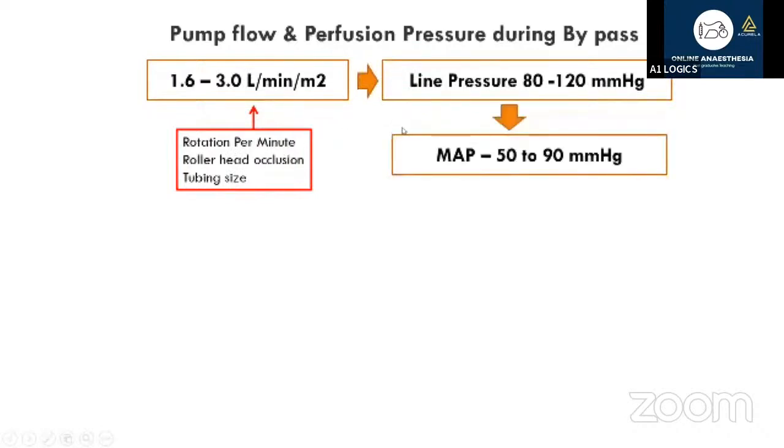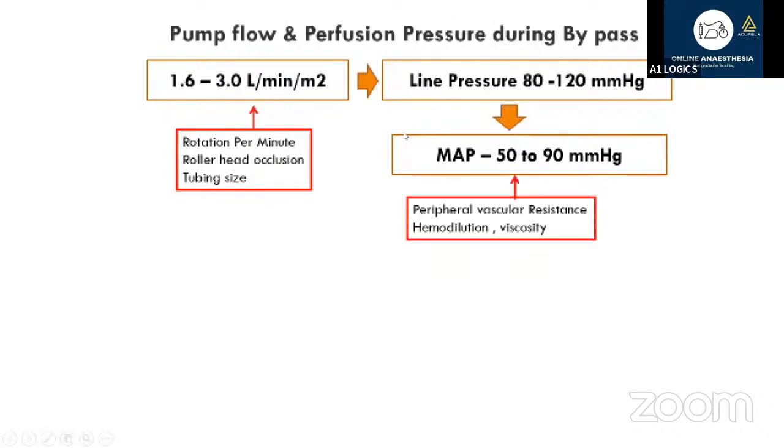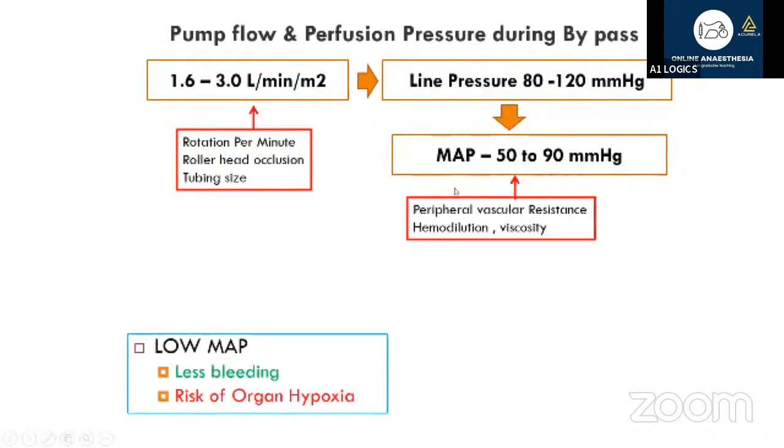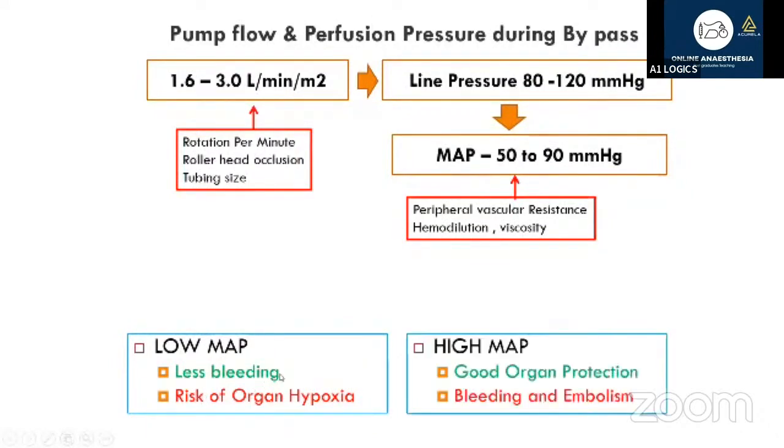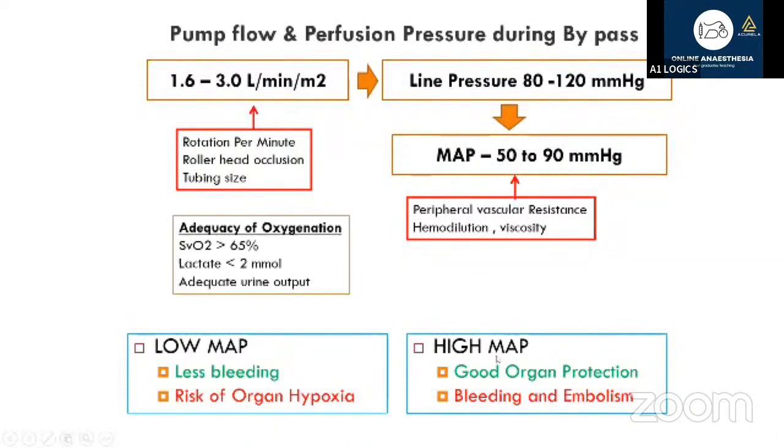That will reflect in the patient as 50 to 90 millimeters of mercury, which is dependent on the peripheral vascular resistance, hemodilution, and the viscosity. Because the patient is fully heparinized, there is a risk of bleeding. If you maintain low MAPs during the CPB, you have less risk of bleeding, but the risk of organ hypoxia is always there. If you maintain high MAP, there will be good organ protection, but bleeding and embolism risk is always there.